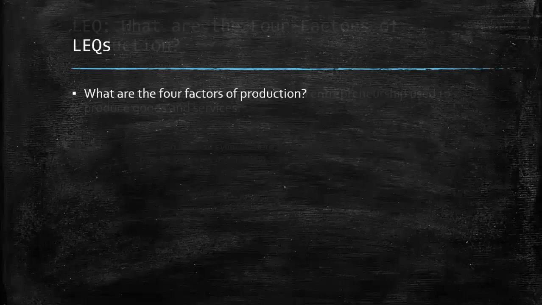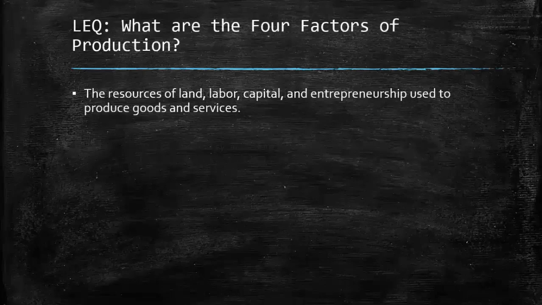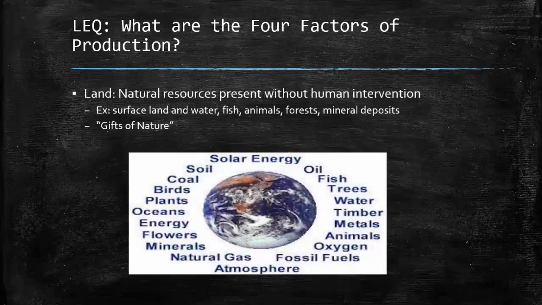Let's find out. Okay, so the four factors of production are very simple. Land, labor, capital, and entrepreneurship used to produce goods and services. So the four factors of production are the combination of land, labor, capital, and entrepreneurship that is used to produce goods and services. So land by itself, labor by itself, capital by itself, entrepreneurship by itself is not considered a factor of production unless it is used to produce goods and services. Let's break these down one at a time.